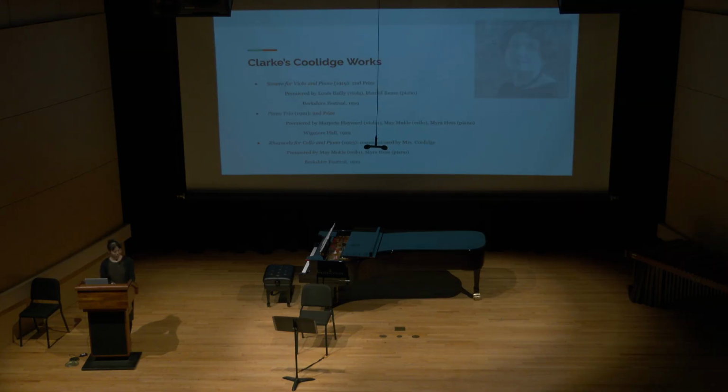Clarke ended up composing 3 large-scale chamber works for the festival, including the piano trio in 1921 and the Rhapsody, which is today's main topic, in 1923. The piano trio also won a second prize, and the Rhapsody was commissioned by Mrs. Coolidge and was premiered by the cellist May Muckley and the pianist Myra Hess at the 1923 festival. So these 3 works are called Coolidge works in honor of Mrs. Coolidge, the festival founder, and they hold a very special place in Clarke's output.